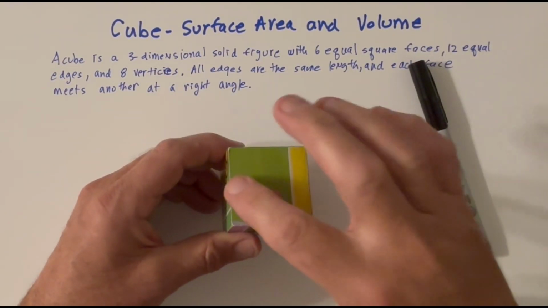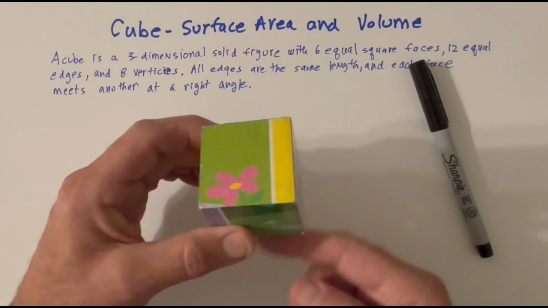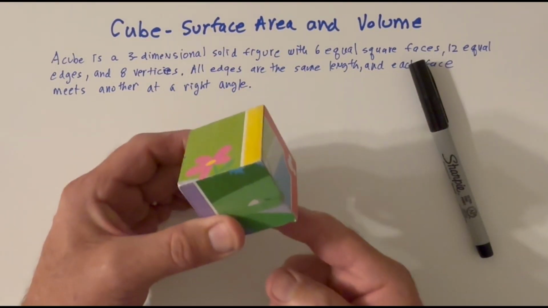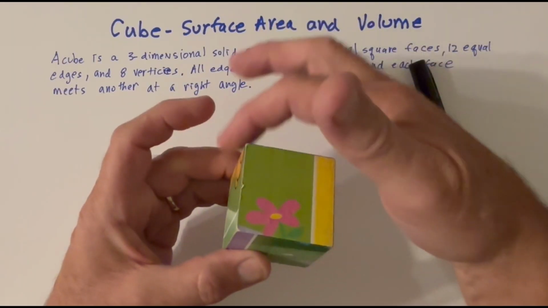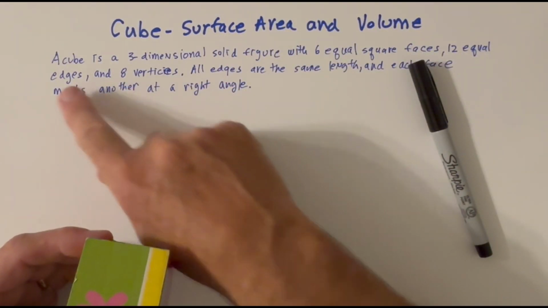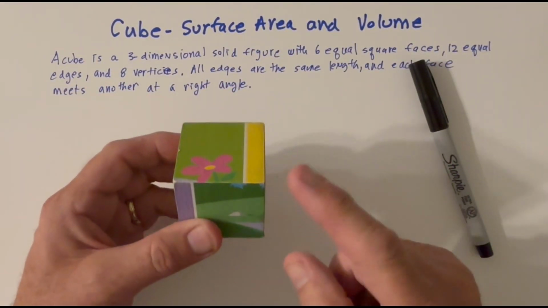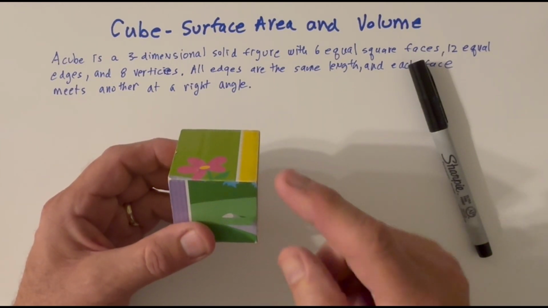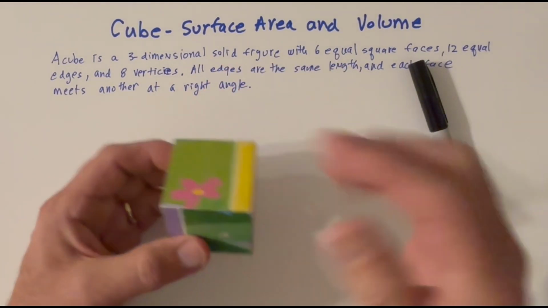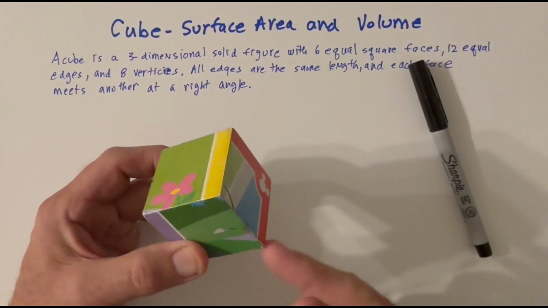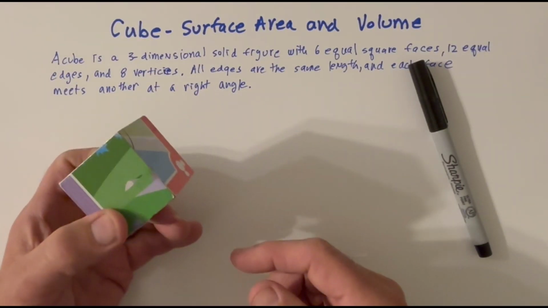So we've got 1, 2, 3, 4, 1, 2, 3, 4 down the bottom. They're on the side, 1, 2, 3, 4. So we have 12 edges. 8 vertices. These are the vertices where the edges meet. 1, 2, 3, 4, 5, 6, 7, 8. So we have 8 vertices.